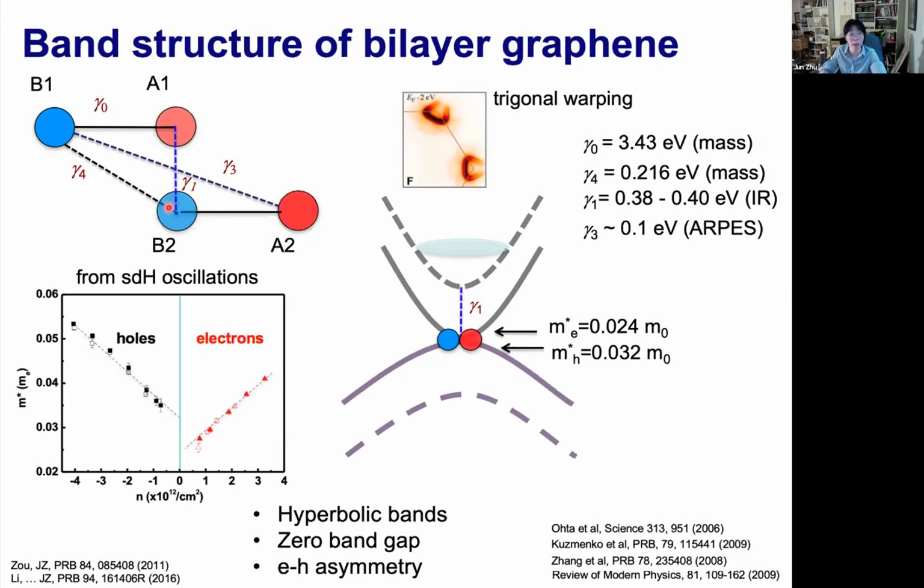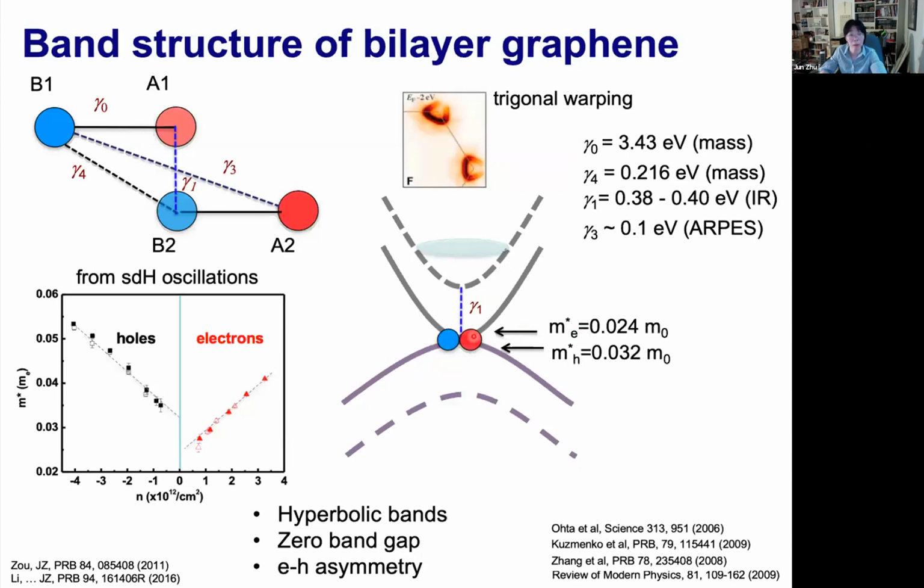There are other hopping terms that are important in determining the band structures, and they also appear in various physical phenomena, some of which we will see. The next one that's important is gamma 4. That's between B1 and B2 here. So this term determines the asymmetry between the electron and hole bands in bilayer graphene. As you can see here, my electron bands have a smaller mass than the hole bands. There's about 30% difference between the electron and hole bands. This is quite different from monolayer graphene. Monolayer graphene is almost electron-hole symmetric.